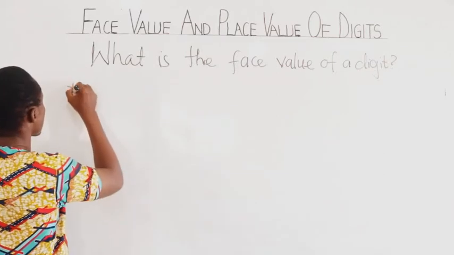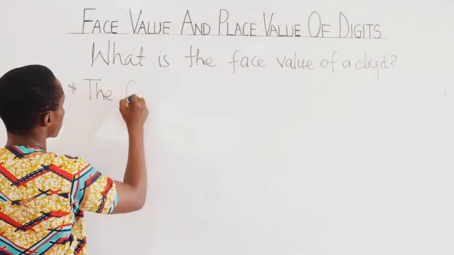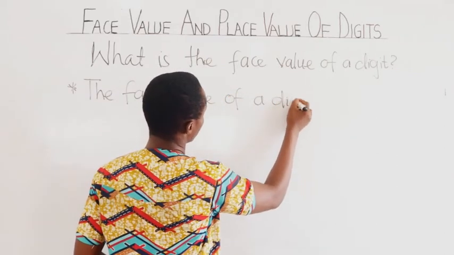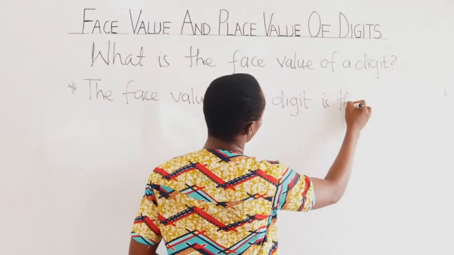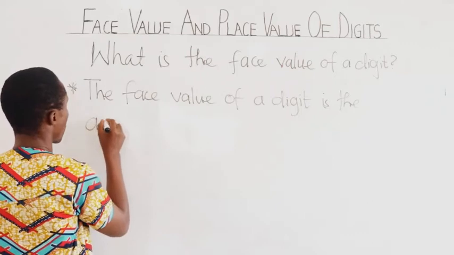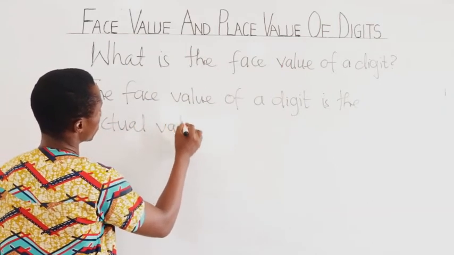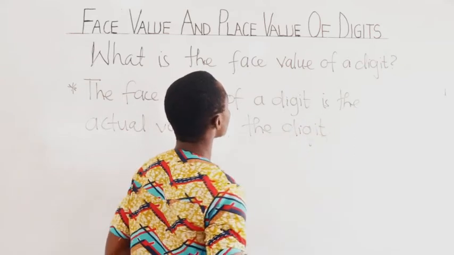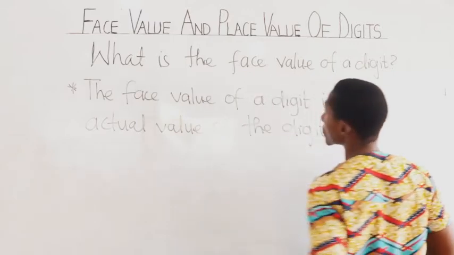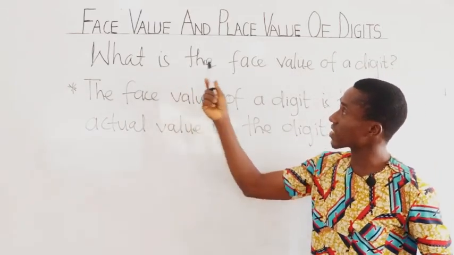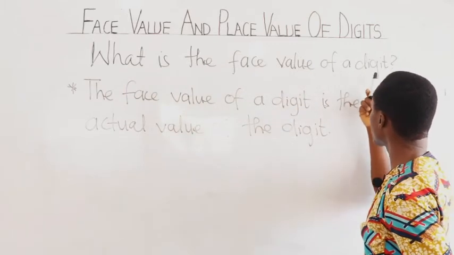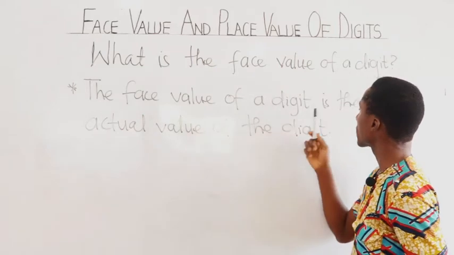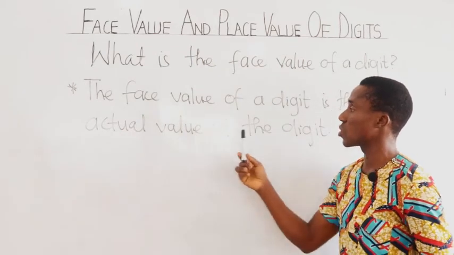And the answer is the face value of a digit is the actual value of the digits. So, what is the face value of a digit? And the answer is the face value of a digit is the actual value of the digit.